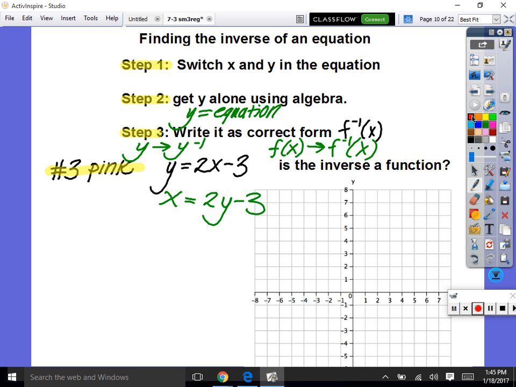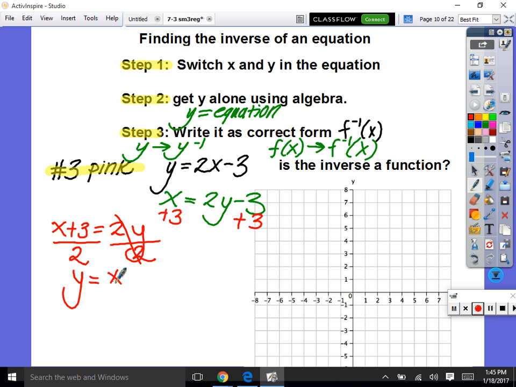Second step is solve for y. Get y all by itself using correct algebra in the correct order. What should I do first? Add 3 to both sides of the equation. That is true. So over here we have x plus 3 equals 2y, correct? Next step to get y alone: divide by 2, divide by 2. So we have y is equal to x plus 3 over 2.